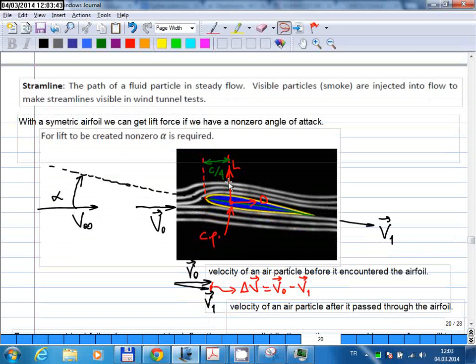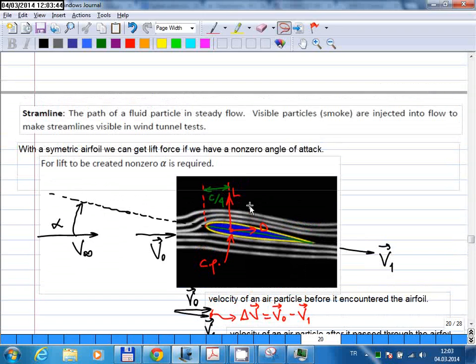But, well, it's already written here maybe, but can you, by just intuition, tell me whether the lift force should be in the upward direction or in the downward direction in this positive angle of attack case? Up, right?